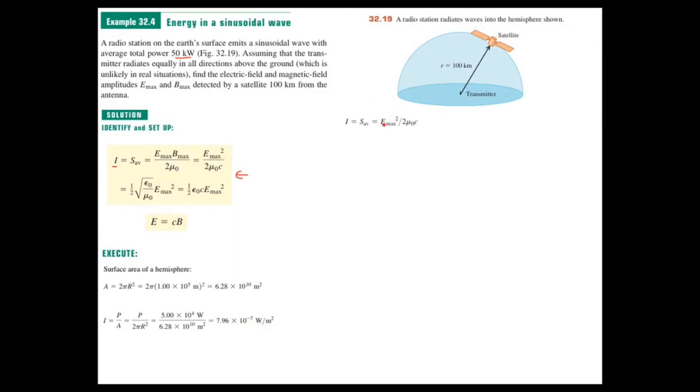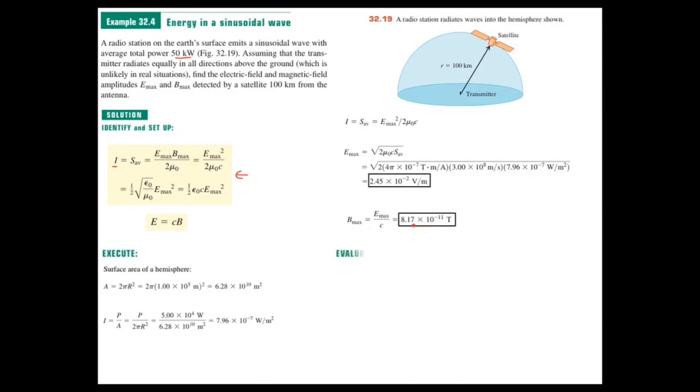This, of course, has to be equal to Emax squared over 2 mu naught c from this equation. And our target variable is Emax, so I can now rearrange this equation and solve for it, where I'm replacing S average by the intensity I just calculated, and I get 2.45 times 10 to the minus 2 volts per meter. Bmax is Emax over c, and I get 8.17 times 10 to the minus 11 Tesla.